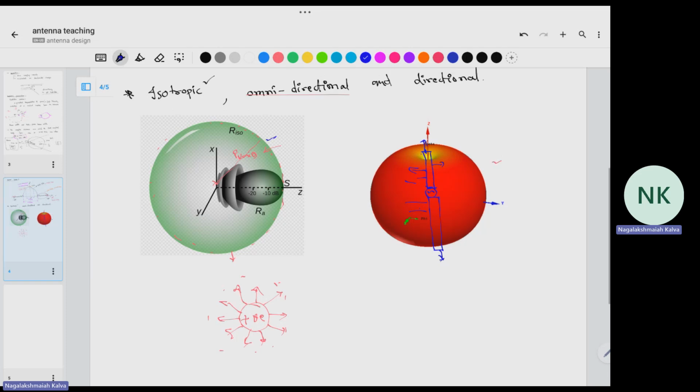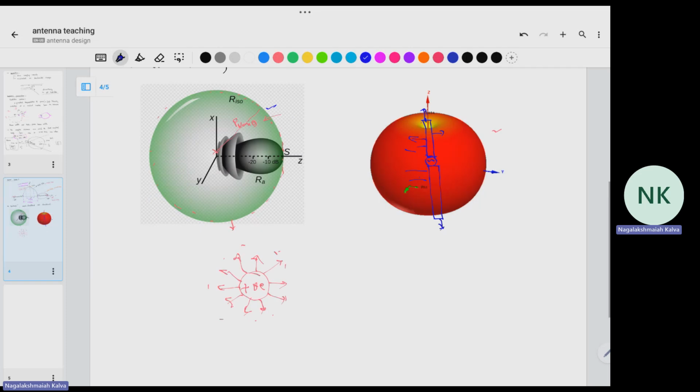We'll take this as a reference. We'll define this antenna as having somewhat higher power in this direction and lower power in this direction, like Z positive and Z negative. So this variation of electric field intensity plotted over all theta and phi at a certain radius, we are calling it a radiation pattern.